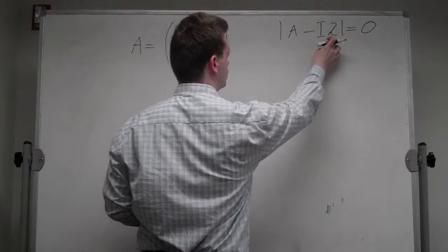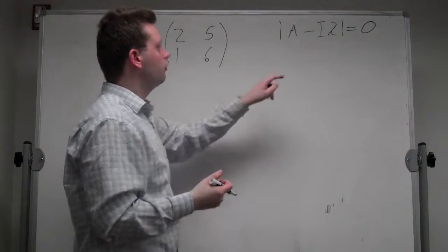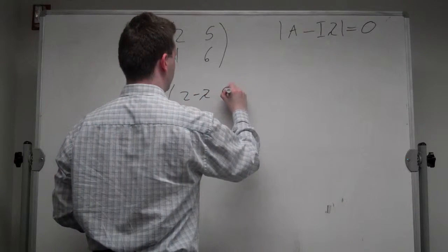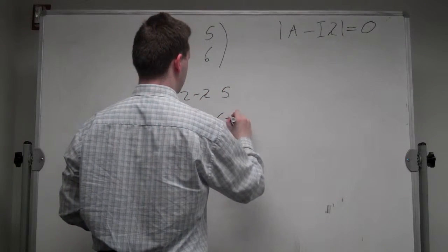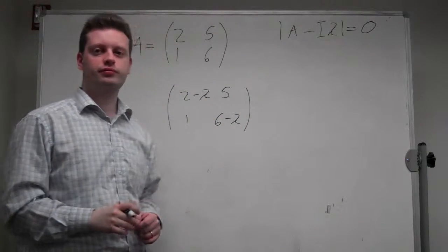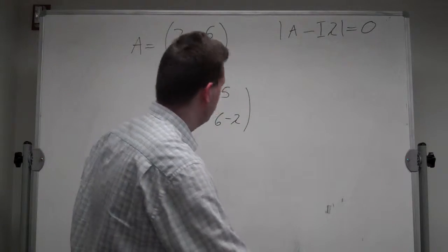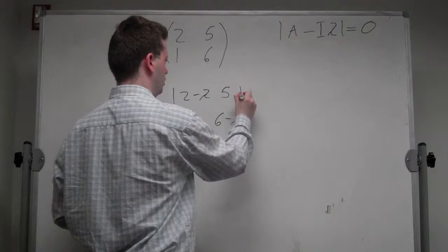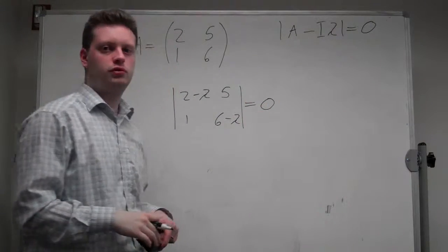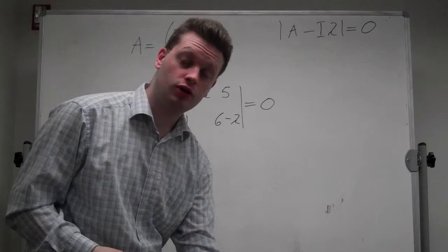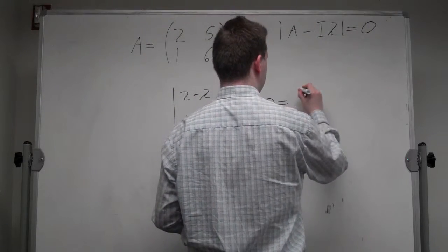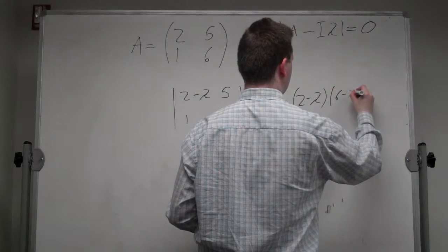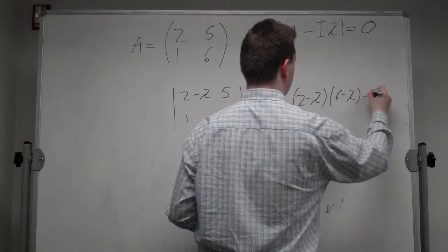Given that it's the identity matrix, we can very simply and nicely write this as one matrix. In particular, we'll have 2 minus lambda, 5, 1, and 6 minus lambda. And we know that if we take the determinant of this matrix, this must be equal to 0. But we can also write out what this determinant actually is. This determinant is actually 2 minus lambda times 6 minus lambda minus 5.